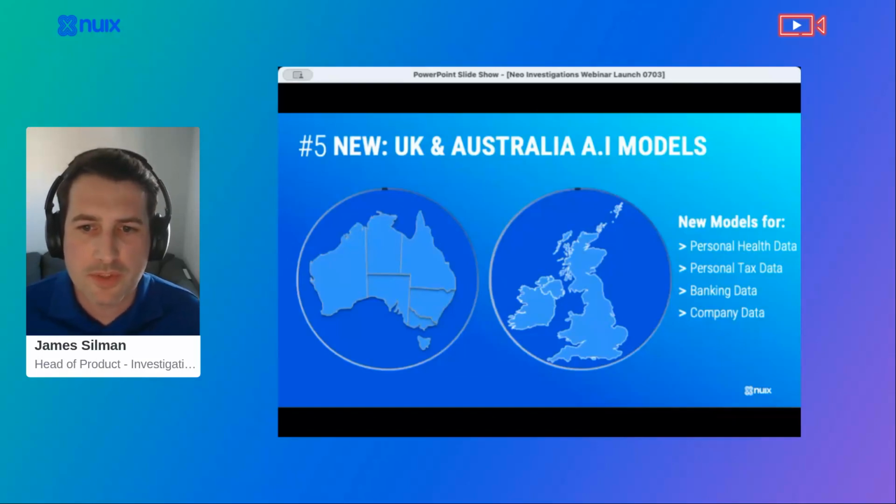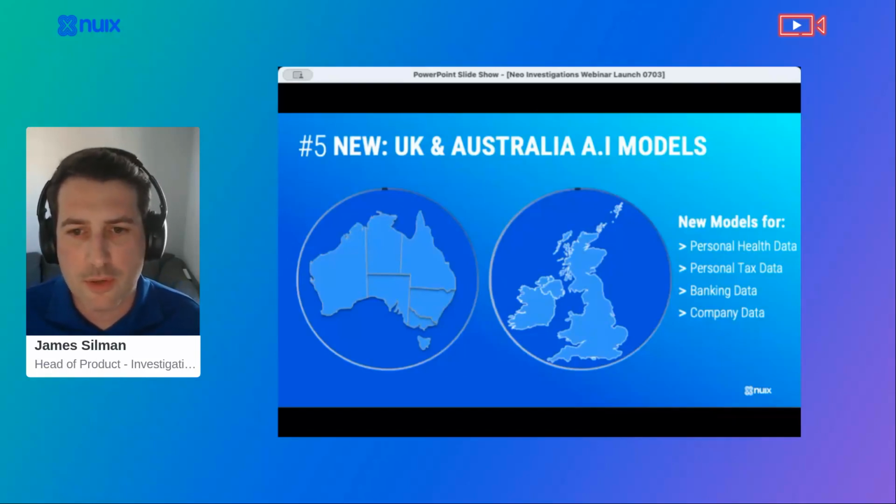So in this latest release, we've developed new models to identify PII, PCI, and banking data specifically for the UK and Australian markets. This is in addition to the hundreds of models we ship with today, each one customizable in our no-code UI with the ability to understand how our AI makes its decisions.